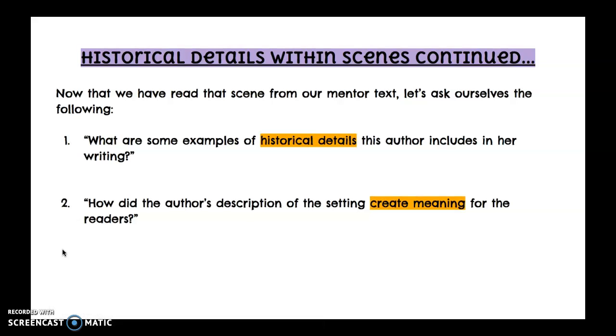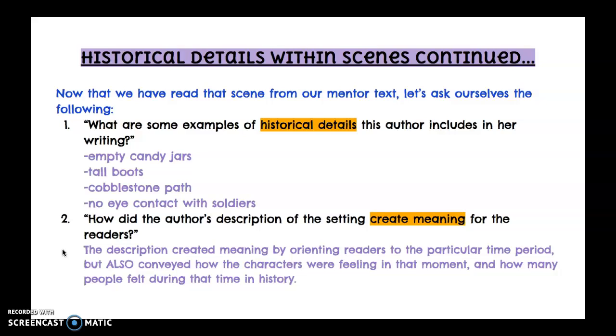Welcome back. Now that we've read the scene from our mentor text, we've asked ourselves the following questions. What were some examples of the historical details that the author included in her writing? I noted that she included empty candy jars, tall boots, cobblestone path, and no eye contact with soldiers.